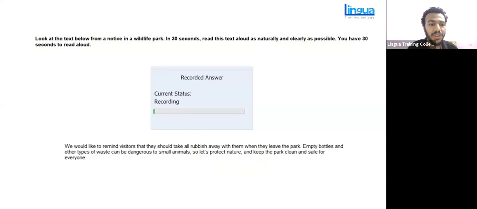So here's my answer. We would like to remind the visitors that they should take all rubbish away with them when they leave the park. Empty bottles and other types of waste can be dangerous to small animals. So let's protect nature and keep the park clean and safe for everyone. So what do you think about this answer?